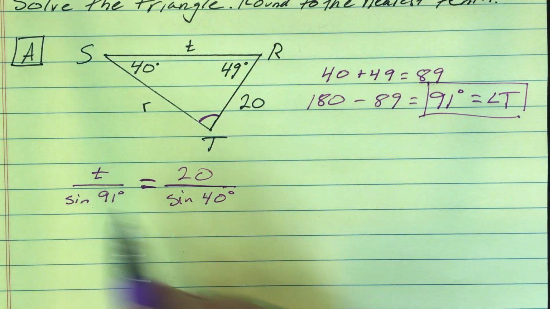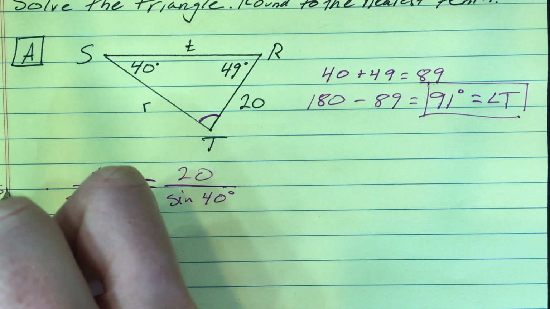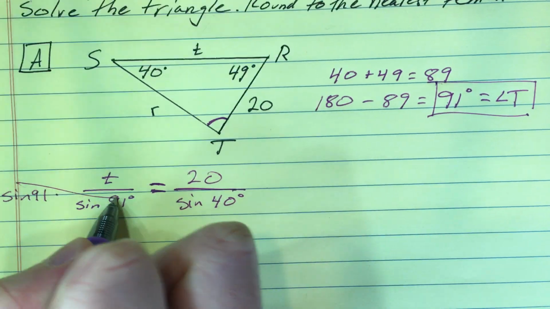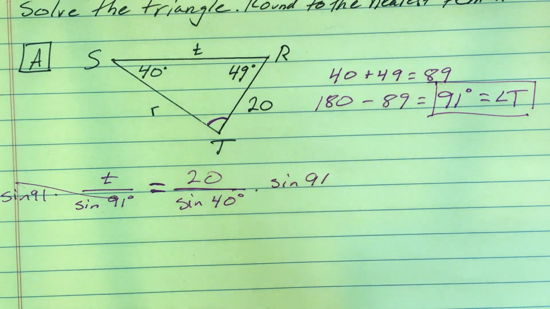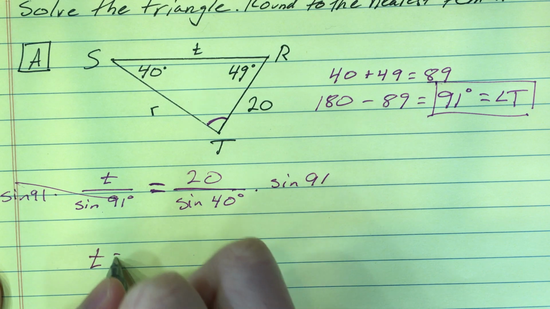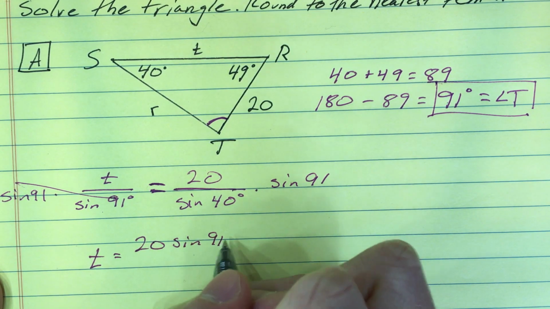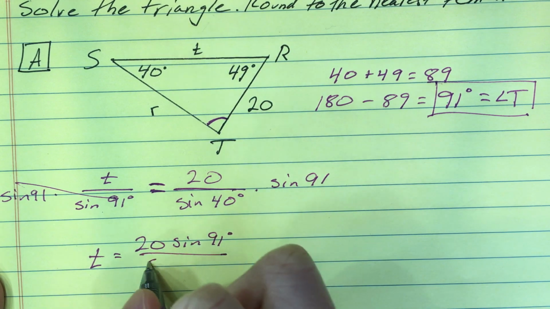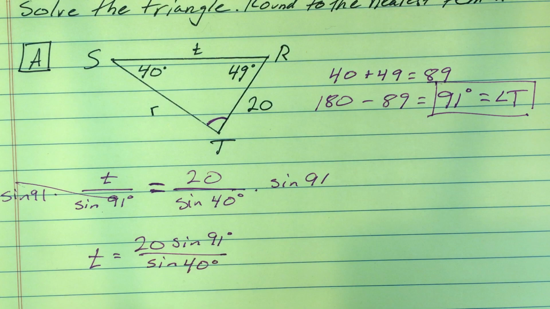So if I want to solve for T, I need to get rid of this sine of 91. So I'm going to multiply by sine of 91 on both sides to cancel that. So that's going to multiply by my 20. So T is equal to 20 sine of 91 over sine of 40. And then we're going to use our calculator to help us calculate that.